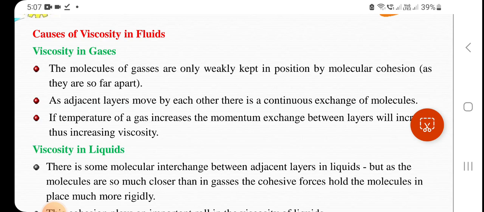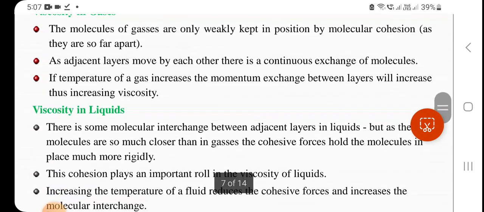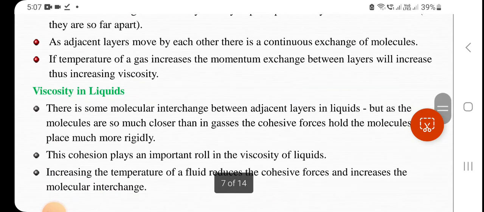The molecules of gases are only weakly kept in position by molecular cohesion, as they are so far apart, and adjacent layers move by each other. There is a continuous exchange of molecules. If the temperature of a gas increases, the momentum exchange between layers will increase, thus increasing viscosity.